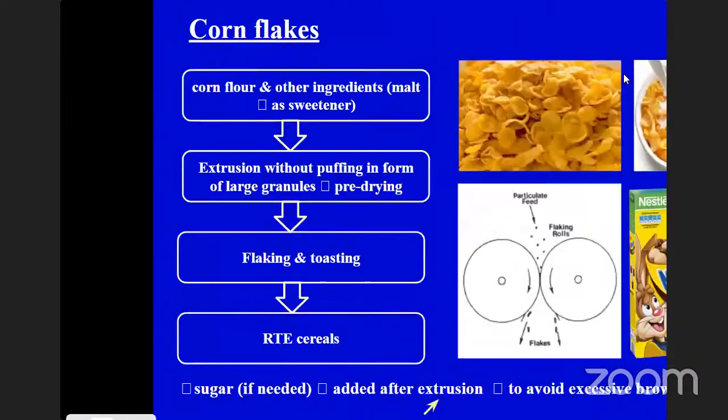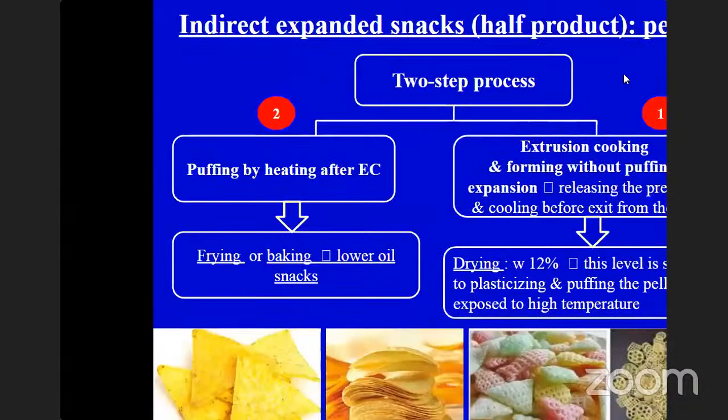So indirect expanded snacks are produced by two-step processing. The first step is extrusion cooking without expansion, where the pressure is released before the product exits the die, followed by a drying step to reduce the water content to 12%, which is sufficient to plasticize and expand the pellets when exposed to high temperature, where the residual moisture in these products turns into steam, which rapidly expands them and produces snack food.